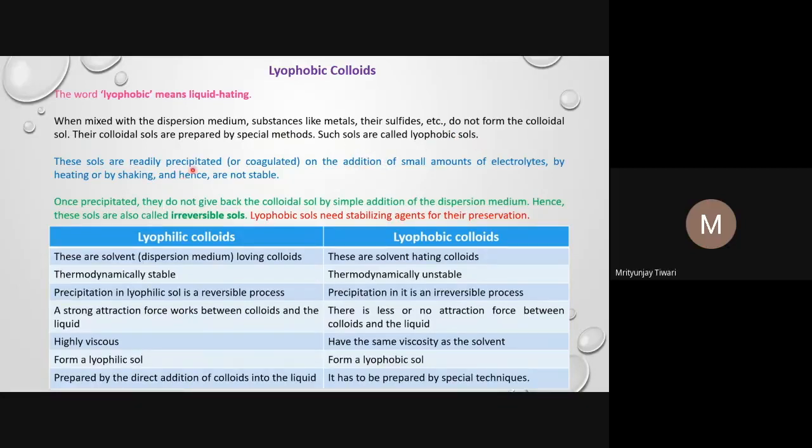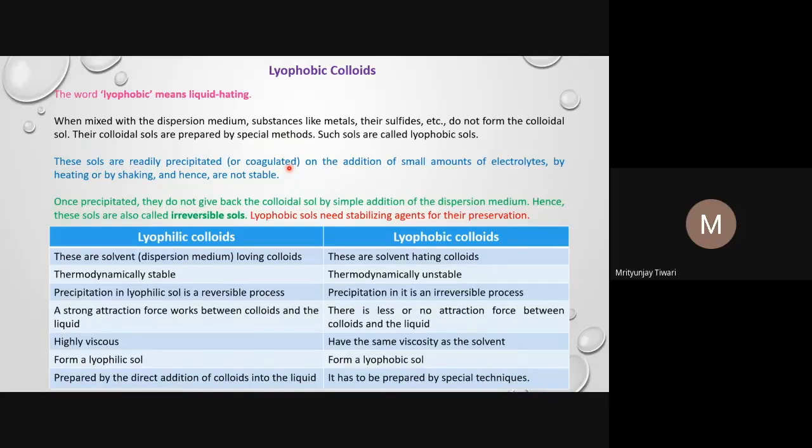These sols are readily precipitated or coagulated on addition of small amounts of electrolytes. Lyophobic colloids get precipitated on addition of a very small amount of electrolyte, or by heating or by shaking, and hence they are not stable. So the lyophobic colloids are not stable, but lyophilic colloids are stable.